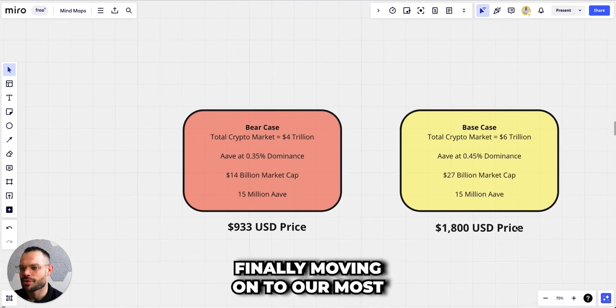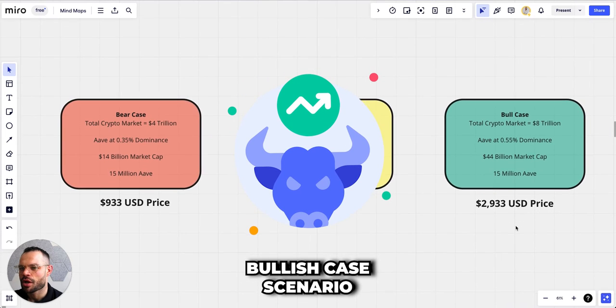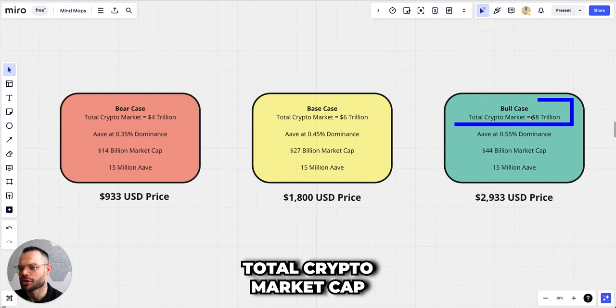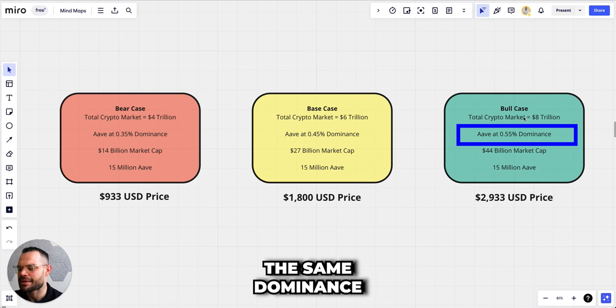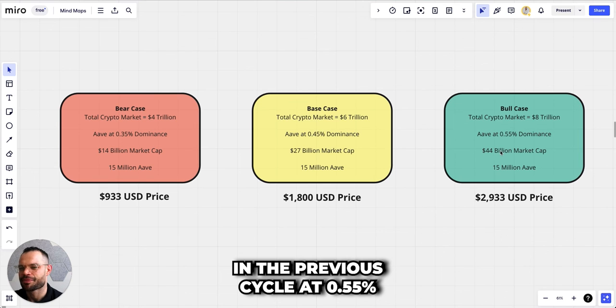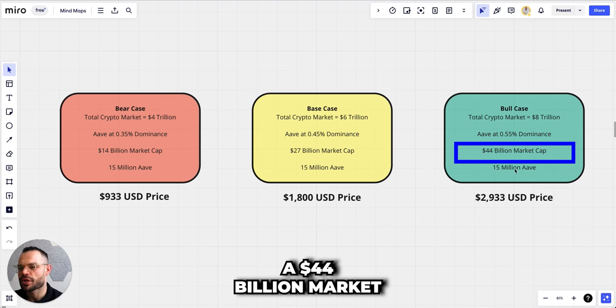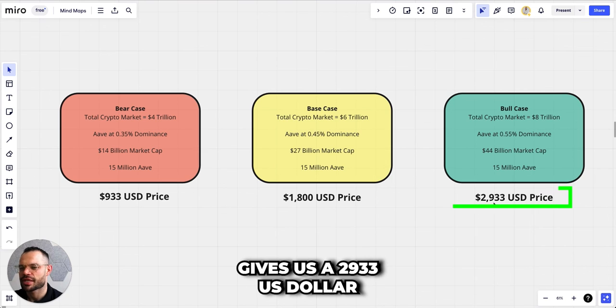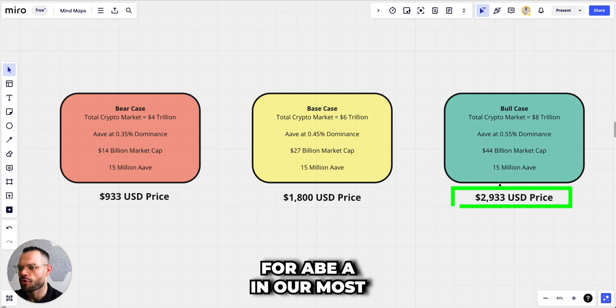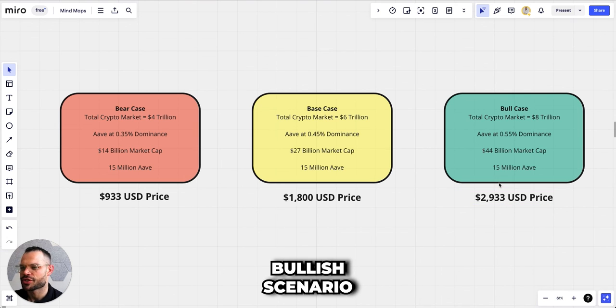Finally, moving on to our most bullish case scenario, what we are saying is that the total crypto market cap could reach a peak of around $8 trillion. If Aave performs and attains the same dominance as it did in the previous cycle at 0.55%, that would give it a $44 billion market cap. And again, dividing that by the 15 million Aave that we estimate to be in circulation gives us a $2,933 price target for Aave in our most bullish scenario.